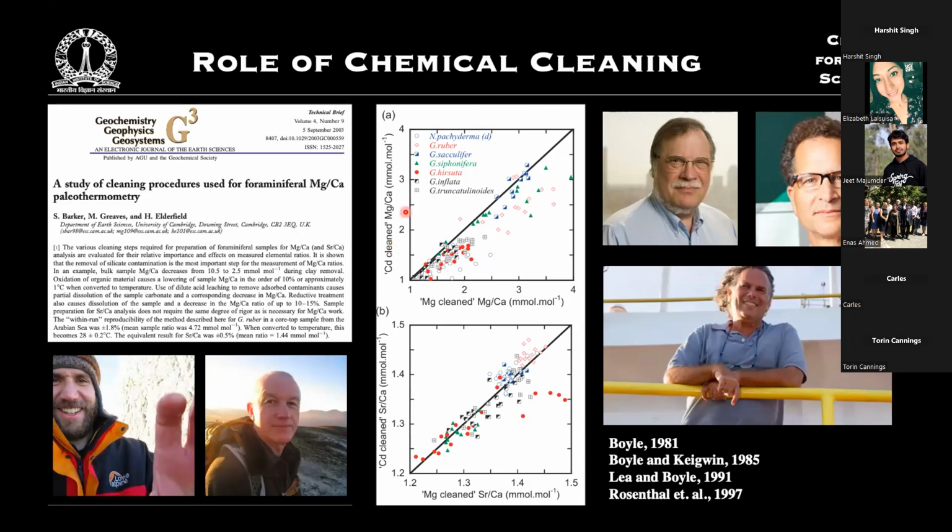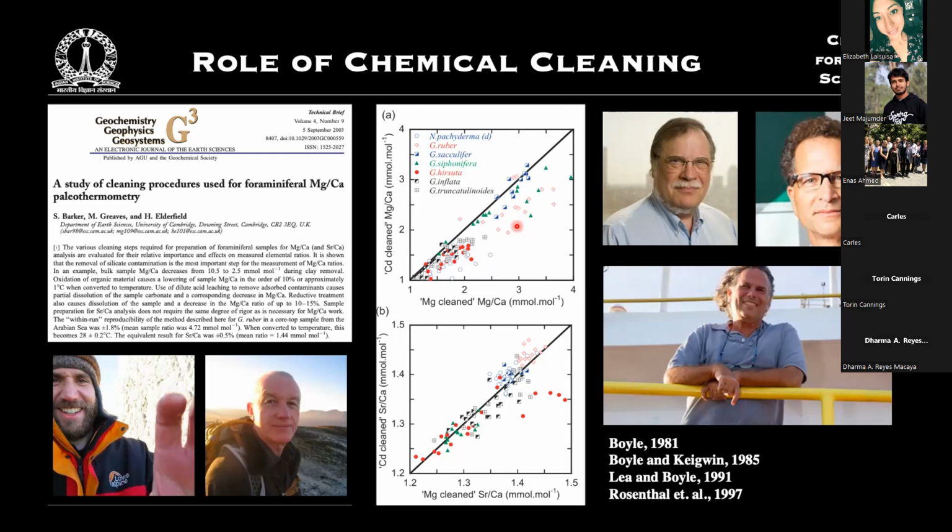Now, if you plot the same samples which were cleaned oxidatively only and reductively plus oxidatively, you can see there is a bias in the magnesium calcium value towards the oxidatively cleaned samples. They're giving you higher magnesium calcium value. Why? Because the high magnesium calcium is prone to dissolution, and the reductive cleaning is much more aggressive. It's much more acidic in nature, so there is more calcite loss during reductive cleaning.